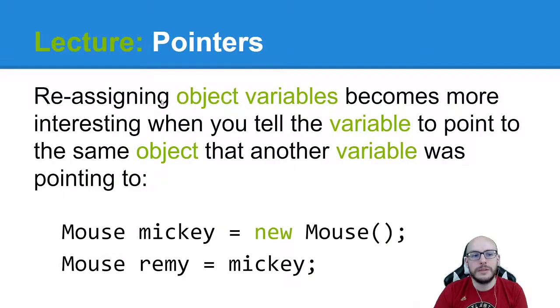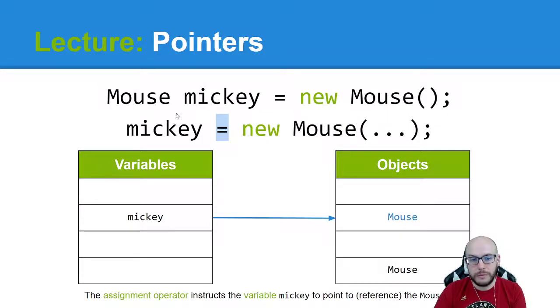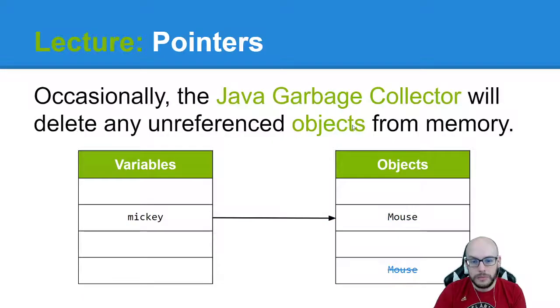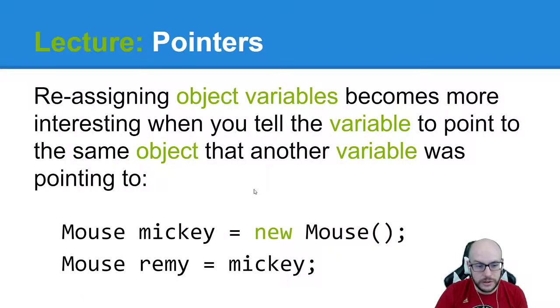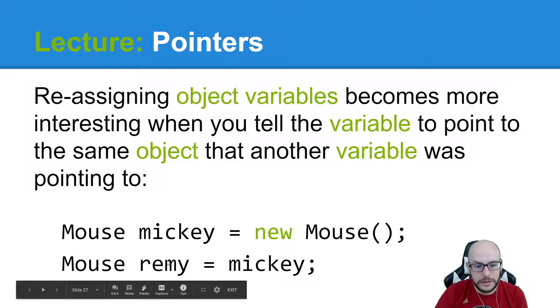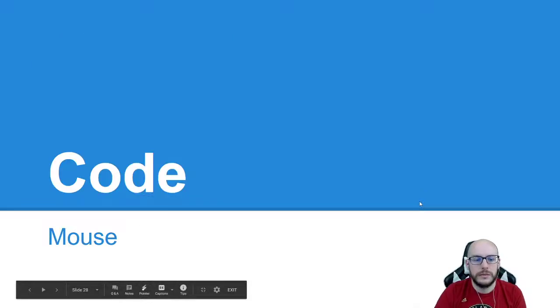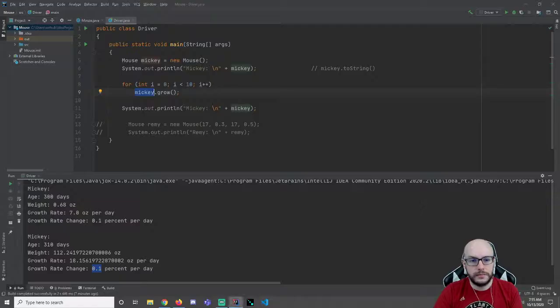Reassigning object variables becomes more interesting when you tell the variable to point to the same object that another variable was pointing to. What we previously looked at, we were telling Mickey to point to a brand new mouse. But what we could do is tell a variable to point to another variable. Let's see what that looks like.